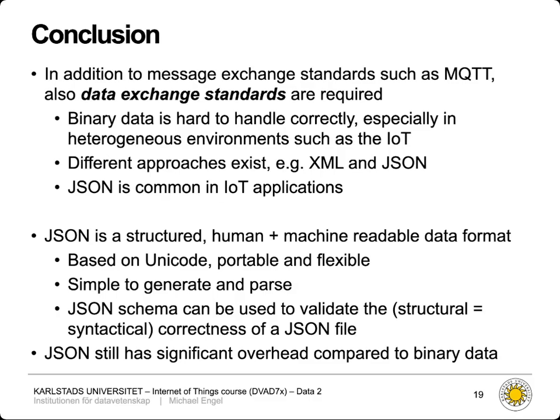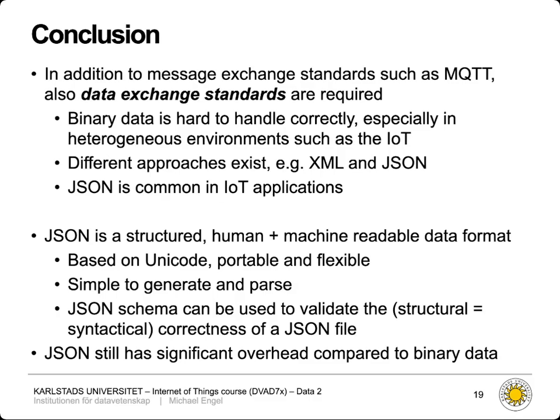And JSON is, I think, the prevalent data format used for IoT applications that can afford to have the overhead. And we've seen that JSON is a structured, human and machine readable data format. It's based on Unicode, thus it's portable and flexible. It's relatively simple to generate and to parse. And we have the benefit of having JSON schemas that can be used to validate the correctness of a JSON file. Of course, we can only validate the structural correctness, so syntactical correctness. We cannot validate the semantics, so we cannot validate if the values inside of that document really make sense. We can just check if they're between certain limits.